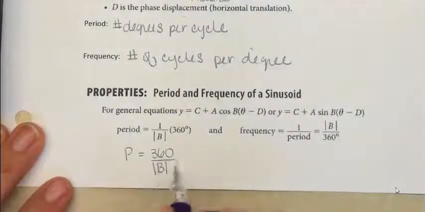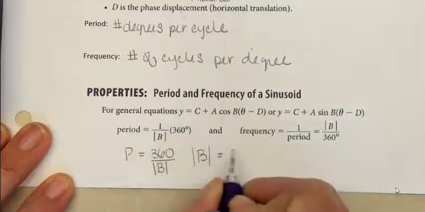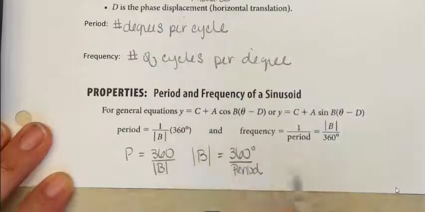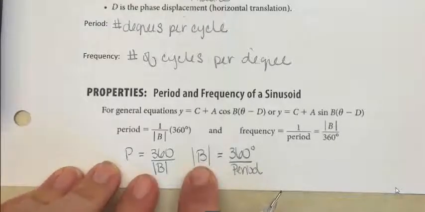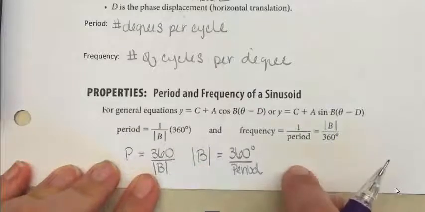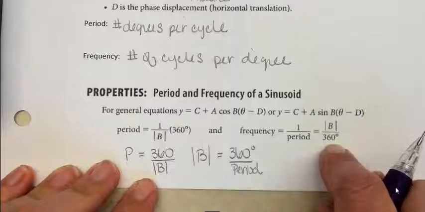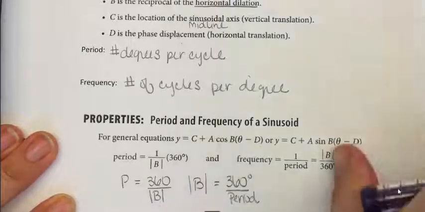So you can also say then, another way of writing this is that basically the absolute value of B is equal to 360 degrees divided by the period. I think of it a lot like this because I'm trying to figure out what B is. Whereas frequency now is B divided by 360, right? You're trying to figure out how many cycles there are per degree. So it's just the reciprocal of the period. Moving on to the next page.